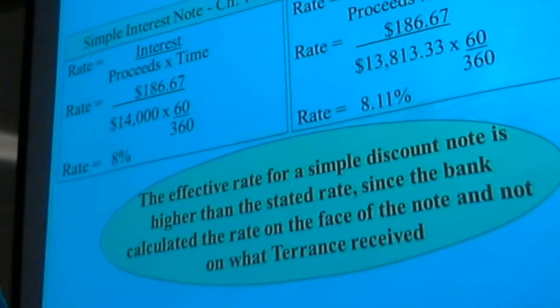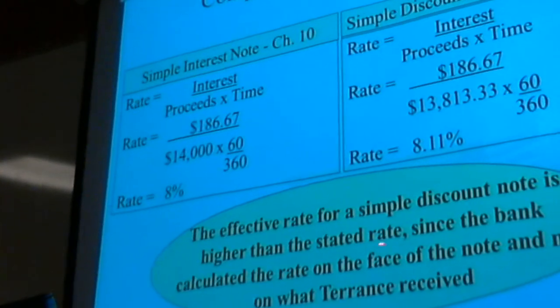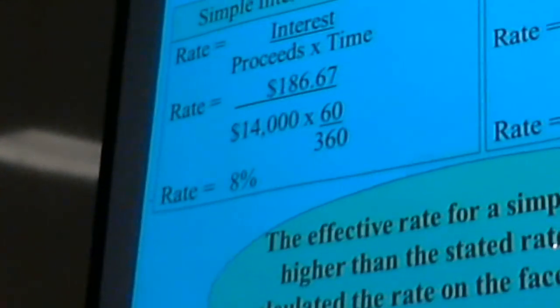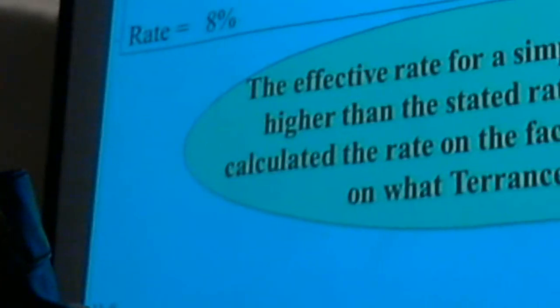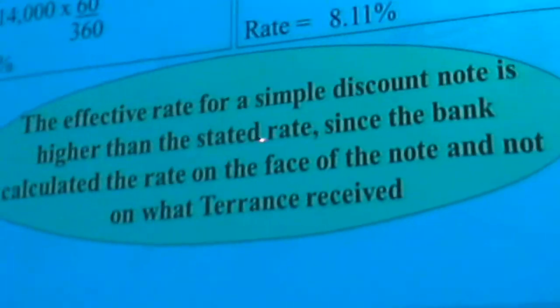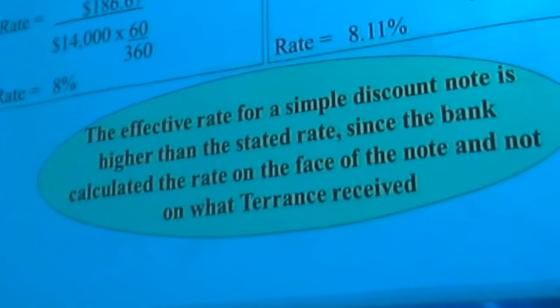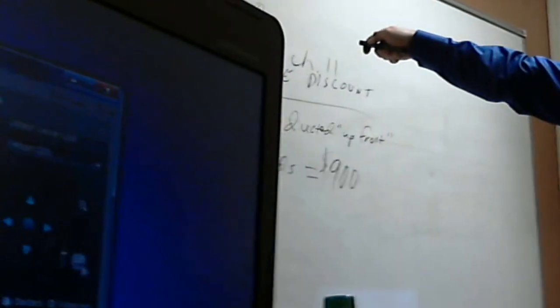Okay, here it is, effective rate of interest. So you can have this in your problem. Let's take a look. They define it right here. The effective rate for a simple discount note is higher. It's always higher than the stated rate. Now the stated rate is simply the rate that's stated in the problem, up in the words. Like this would be the stated rate, in the example I gave you over here.